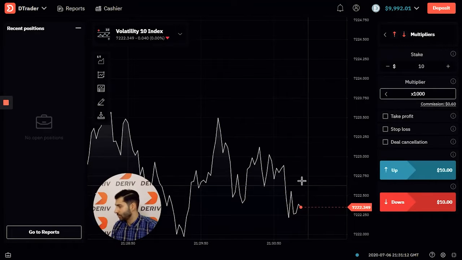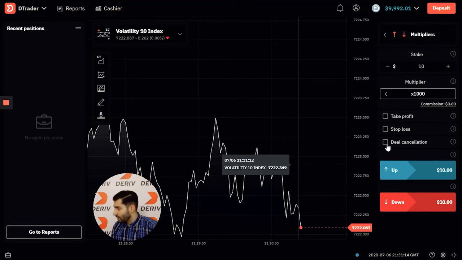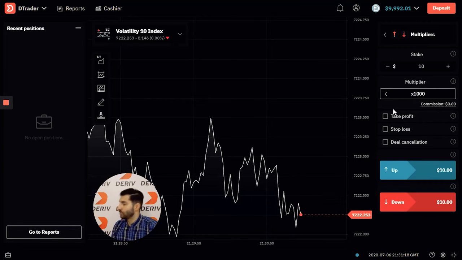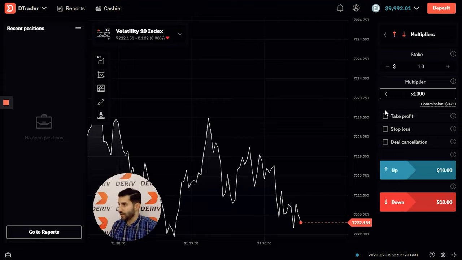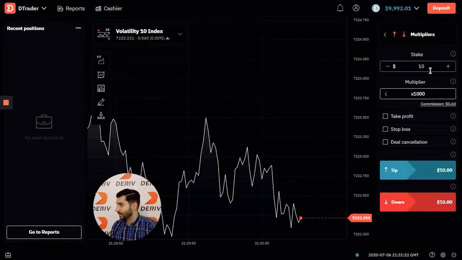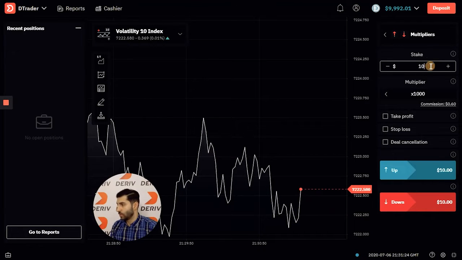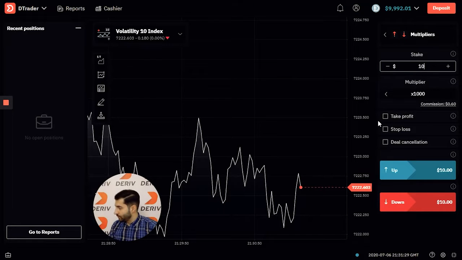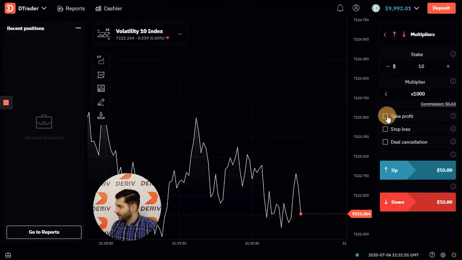The multiplier option allows you to leverage your earnings and earn much faster. Obviously, the opposite is also true, so you can also lose just as quickly as you can win. The fantastic thing about multipliers is that your losses are always limited to your initial stake. Moving on to the next feature, take profit.